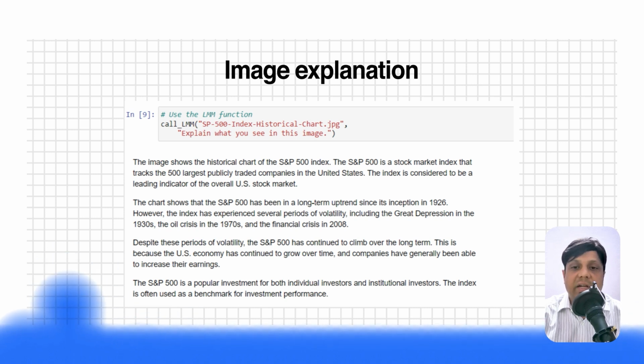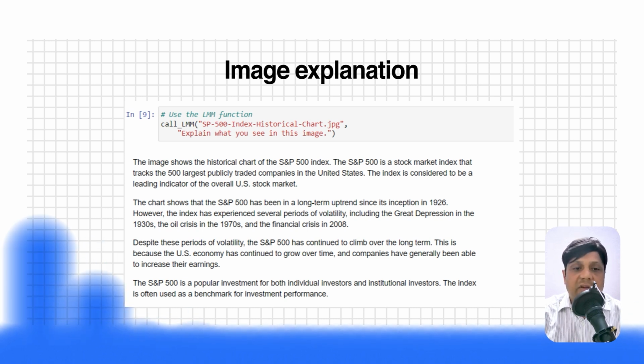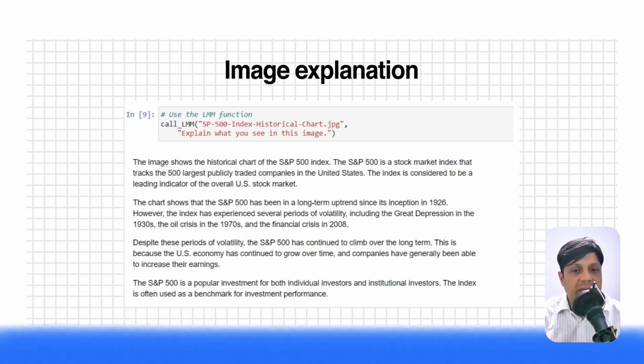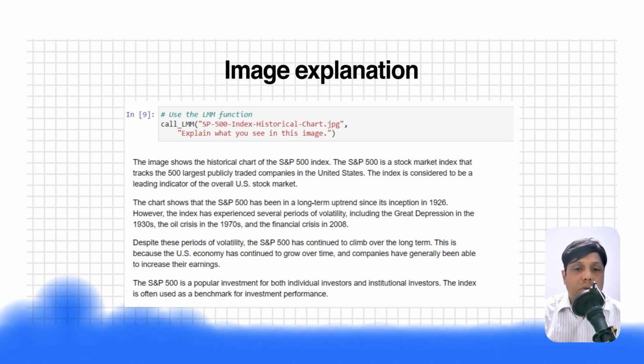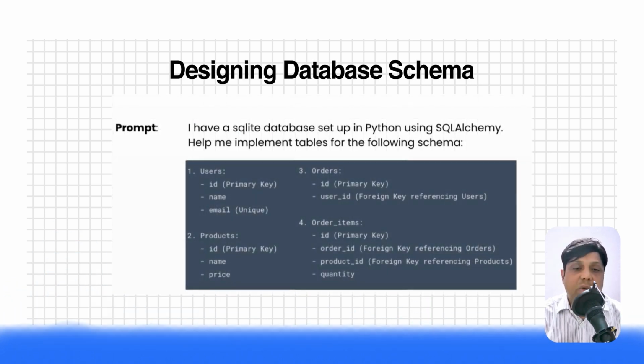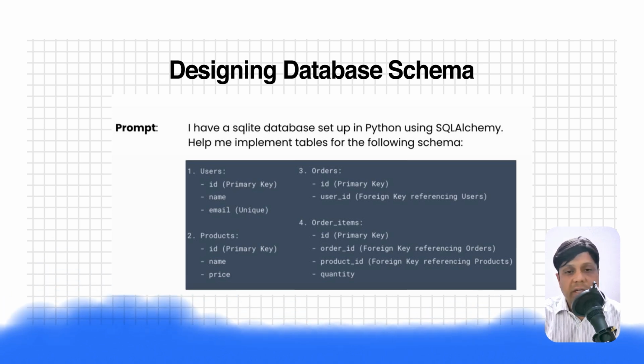The S&P 500 is a stock market index that tracks the 500 largest publicly traded companies in the United States, and the index is considered to be a leading indicator. So it's reading the image, and it can tell us about the index and how the index is performing. We can also have tables written in an image, and we can say, I have a SQLite database set up in Python using SQLAlchemy, help me implement tables for the following schema. Reading that image, it can help us in designing a database schema as well.